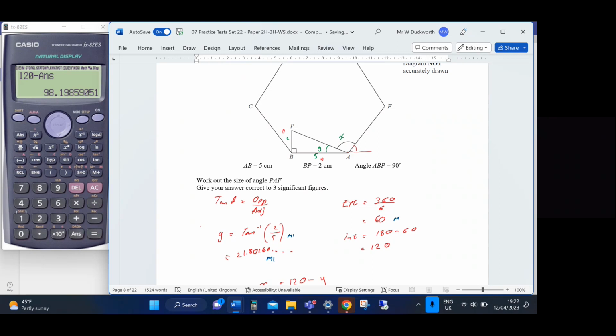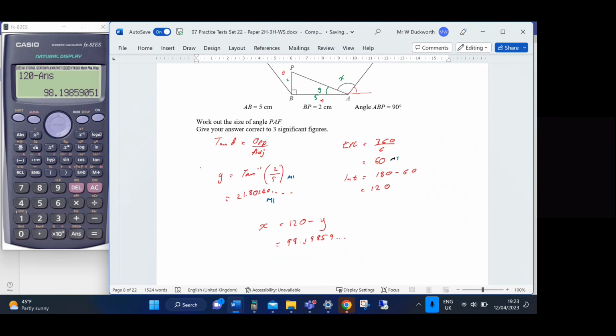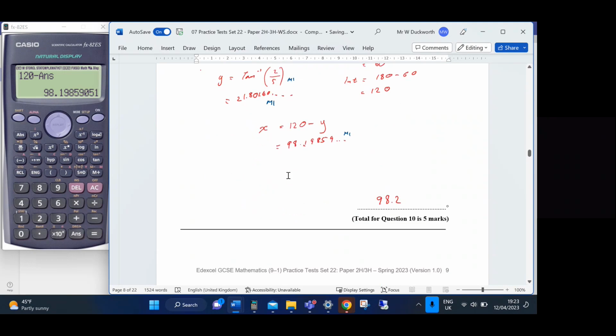Oh, apologies. It's actually an M1 for finding out. Well, what does it actually say? It says for a method to find the size of one interior or one exterior angle in a regular hexagon. So I would pick it up there, although technically I could pick it up there or there. And then it's a method one for a complete method to find the angle. So we've got an M1 there, followed by the A1 for the answer.